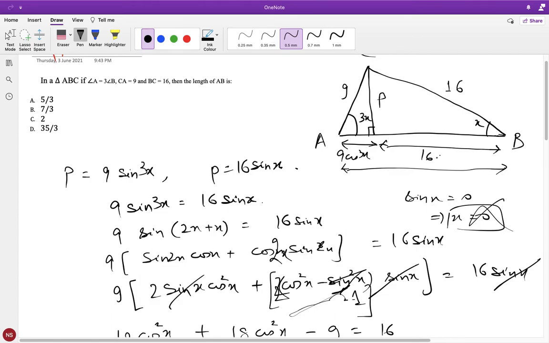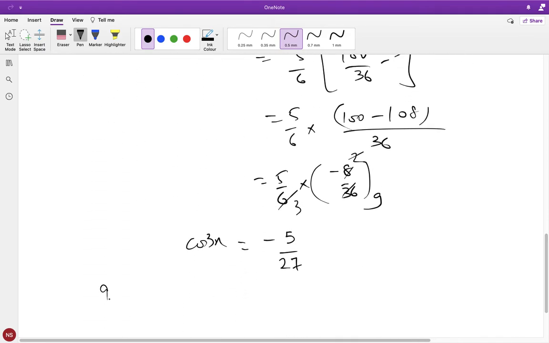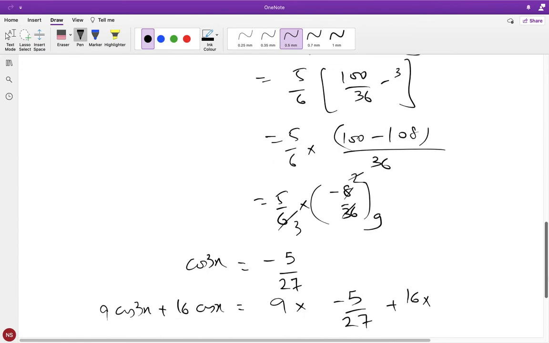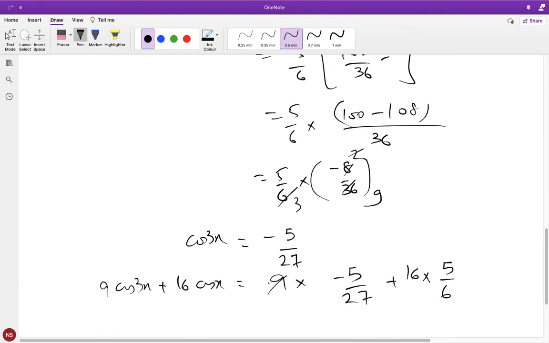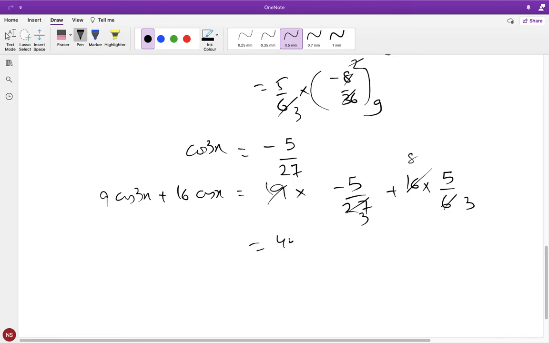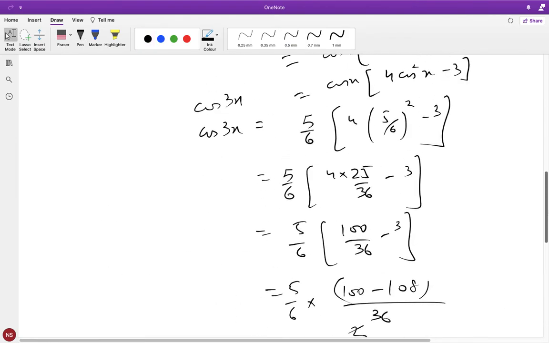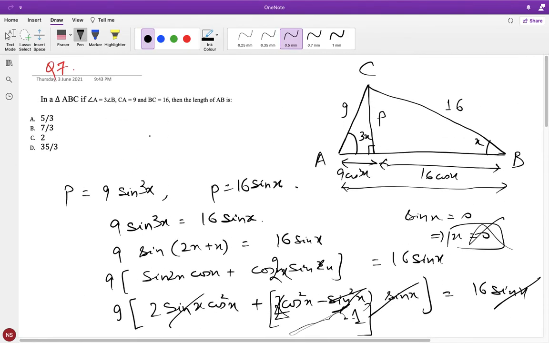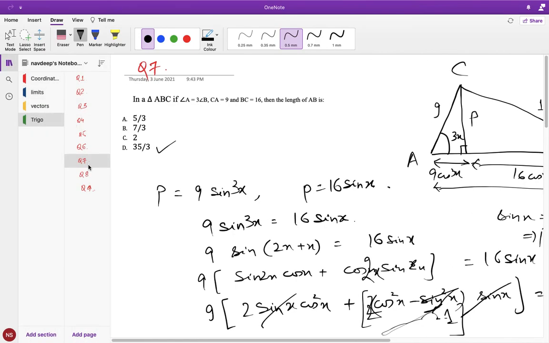So I can find out the value of AB as, this is 9 cos 3x, this much length, and this much is 16 cos x. 9 cos 3x plus 16 cos x. Cos 3x is minus 5 by 27, and cos x was what? 5 by 6, right? So 1 by 3 and 8 and 3. 40 by 3 minus 5 by 3 is 35 by 3. 35 by 3. Next problem.